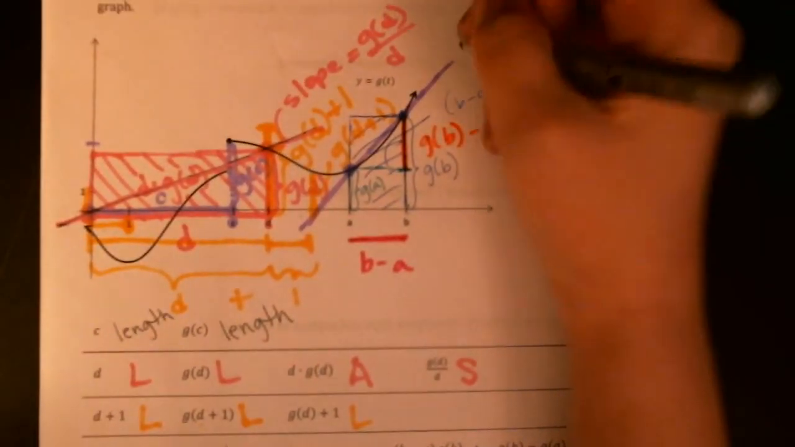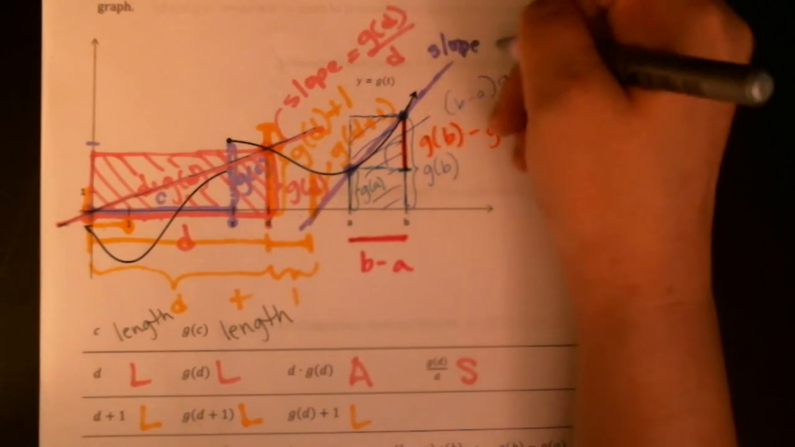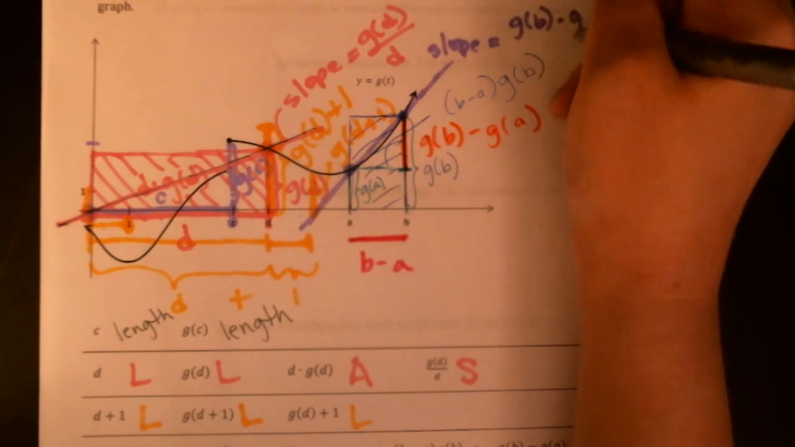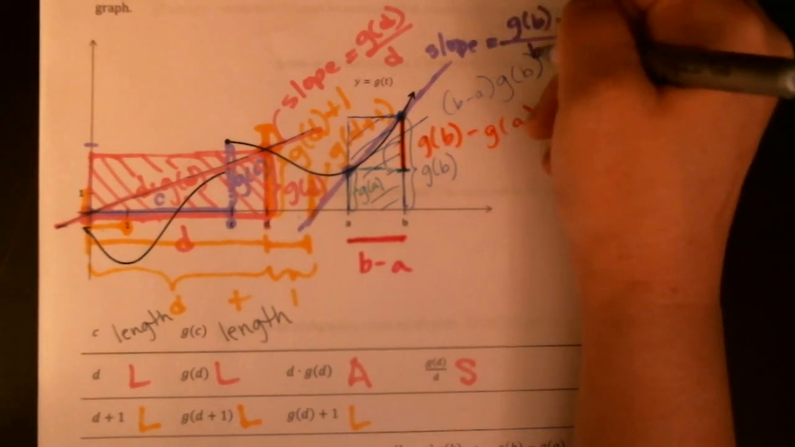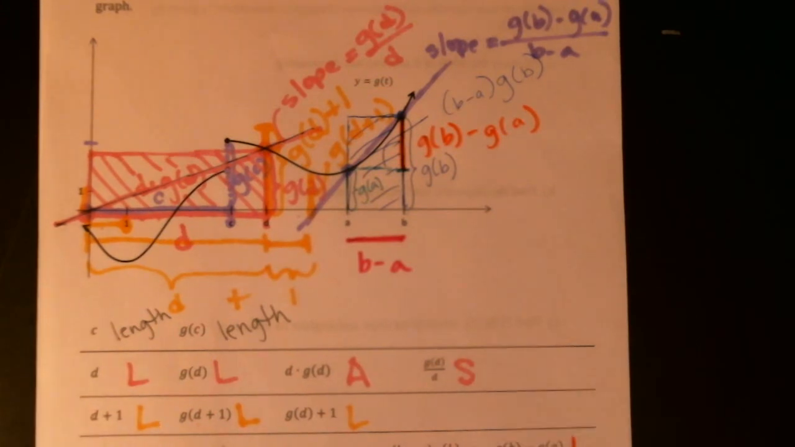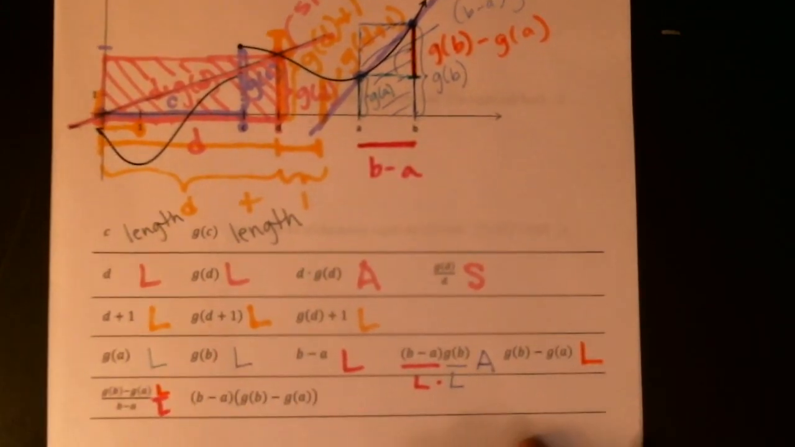Slope equals G of B minus G of A over B minus A. Okay, so again, length divided by length, it won't always work nicely, but the one good thing that we know that's a length divided by a length is slope. If it's a vertical length divided by a horizontal length, then we can try and interpret it as a slope.